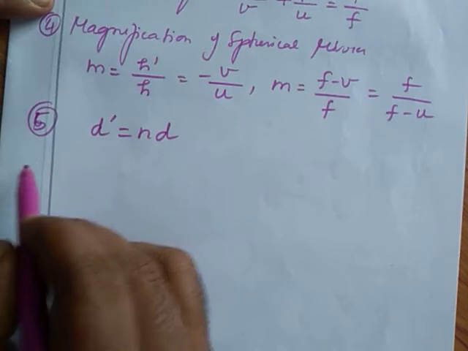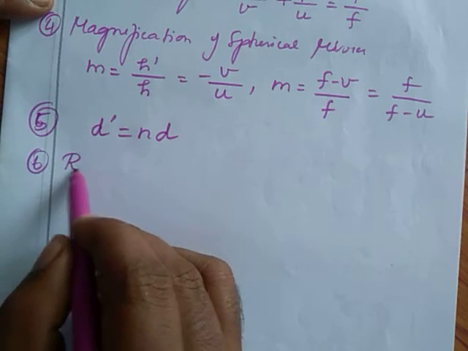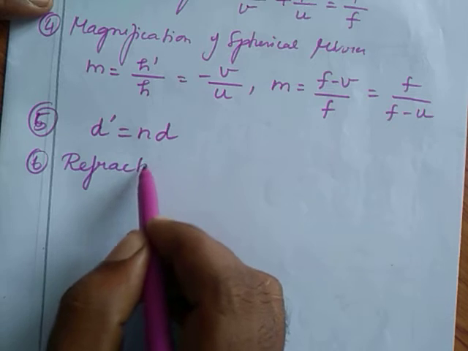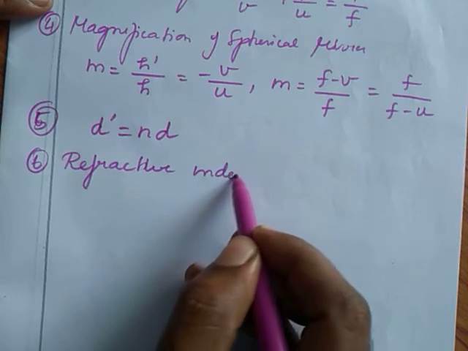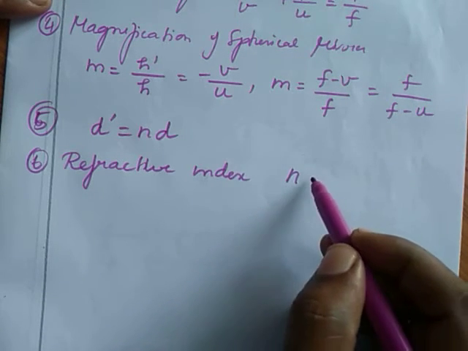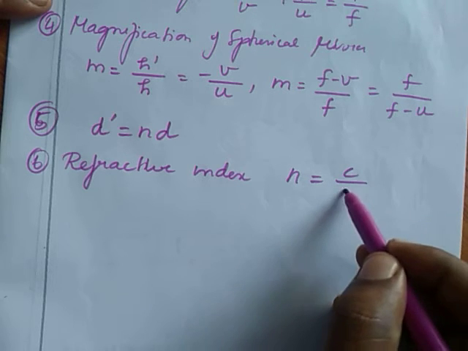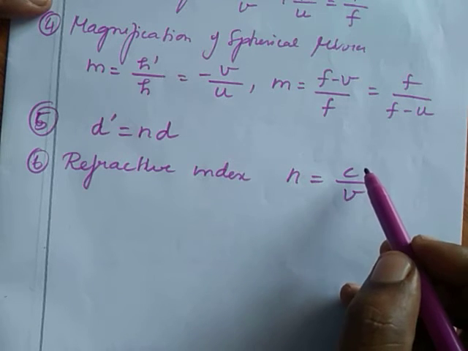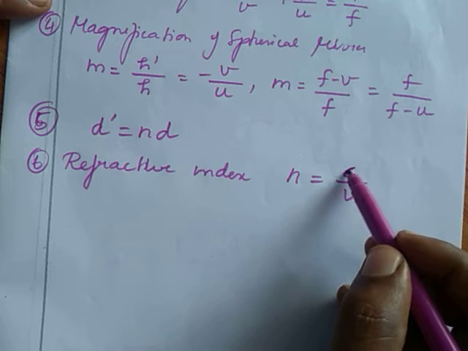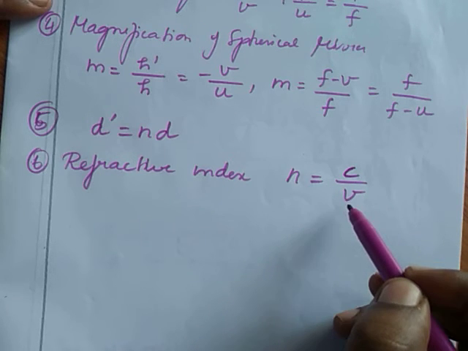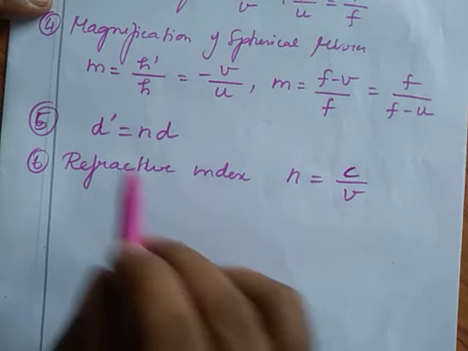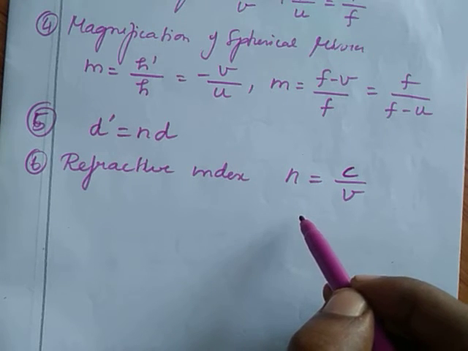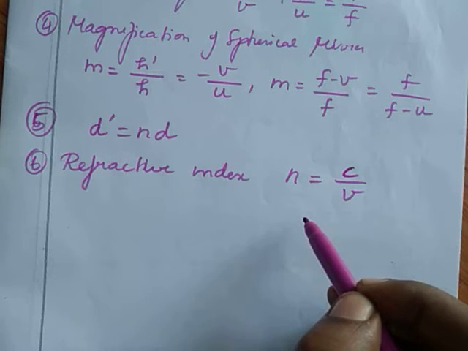Okay, then the refractive index, that is indicated as n. n is equal to c by v. It is the ratio of velocity of light in vacuum to the velocity of light in medium. Okay, by knowing these things we understood that light travels with lesser velocity in optically denser medium.